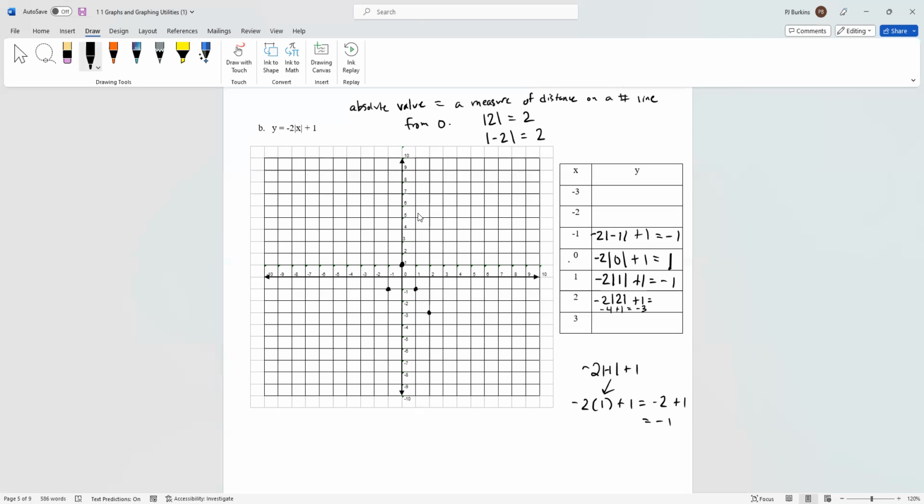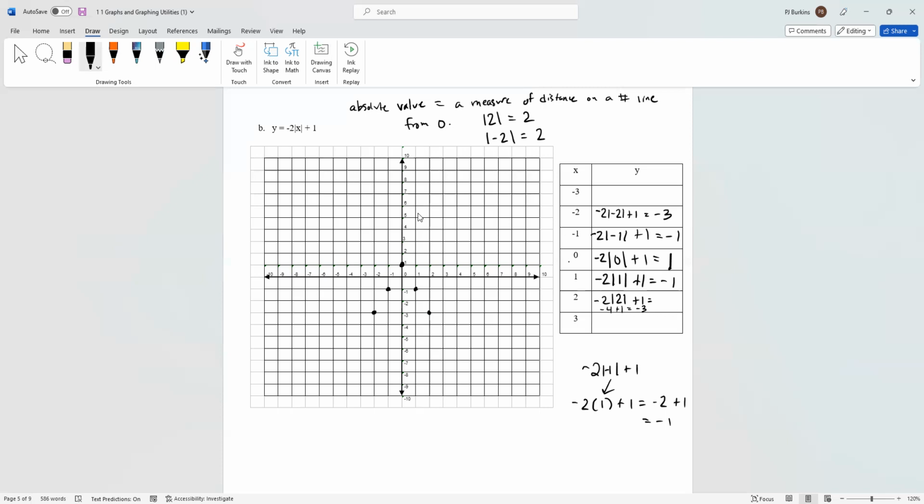All right, and you could guess from the symmetry that we've already seen that when I plug in -2, I'm going to get the exact same answer as when I plug in +2. So when x is -2, I go down 3. All right.